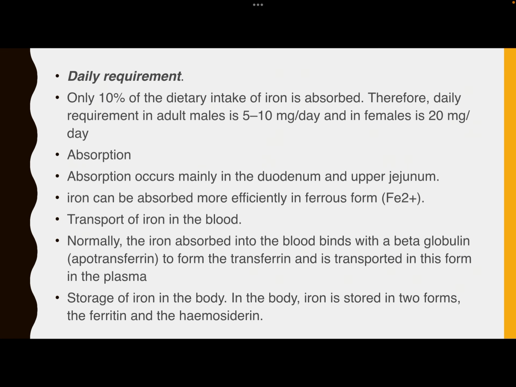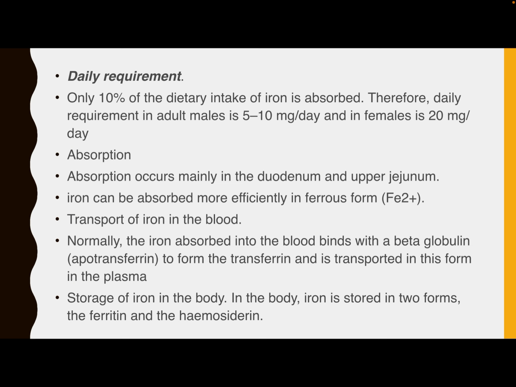Coming to the iron requirement, only 10% of the dietary intake of iron is absorbed. Therefore, the daily requirement in an adult male is 5 to 10 milligram per day, and in females is 20 milligram per day. It is absorbed mainly in the duodenum and upper jejunum, and is absorbed more efficiently in ferrous form and is transported in blood.